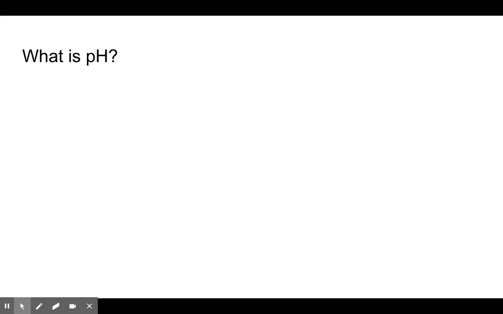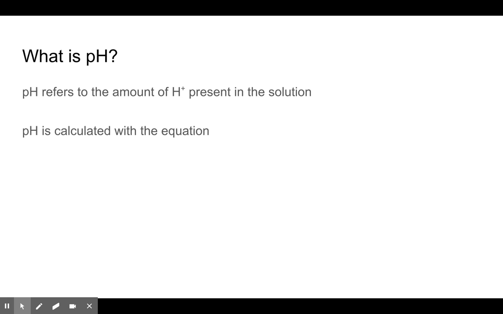Now, we have a number, but how do we measure pH? Well, pH actually refers to the amount of H plus, or protons, present in the solution. So these are free protons that are moving about in the solution. They've been donated and they're looking for a base, and we can measure their concentration using molarity.